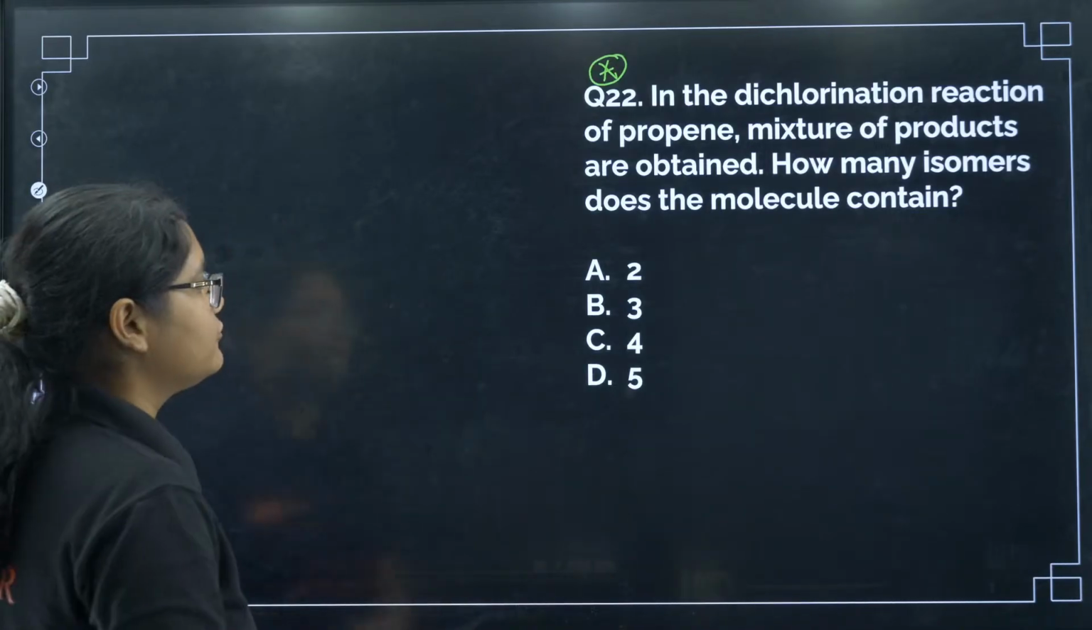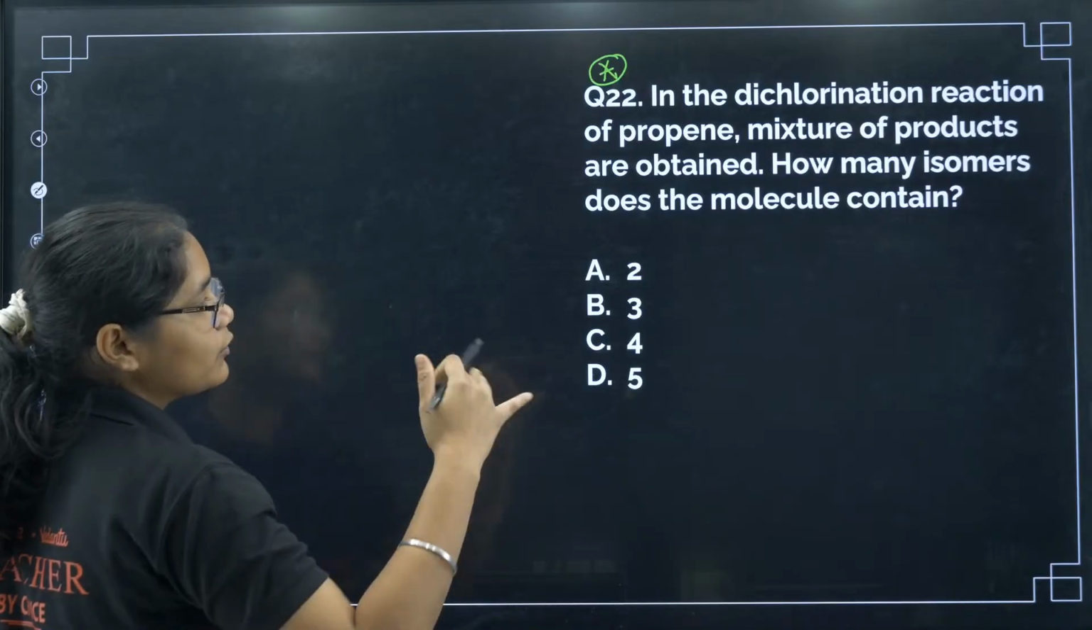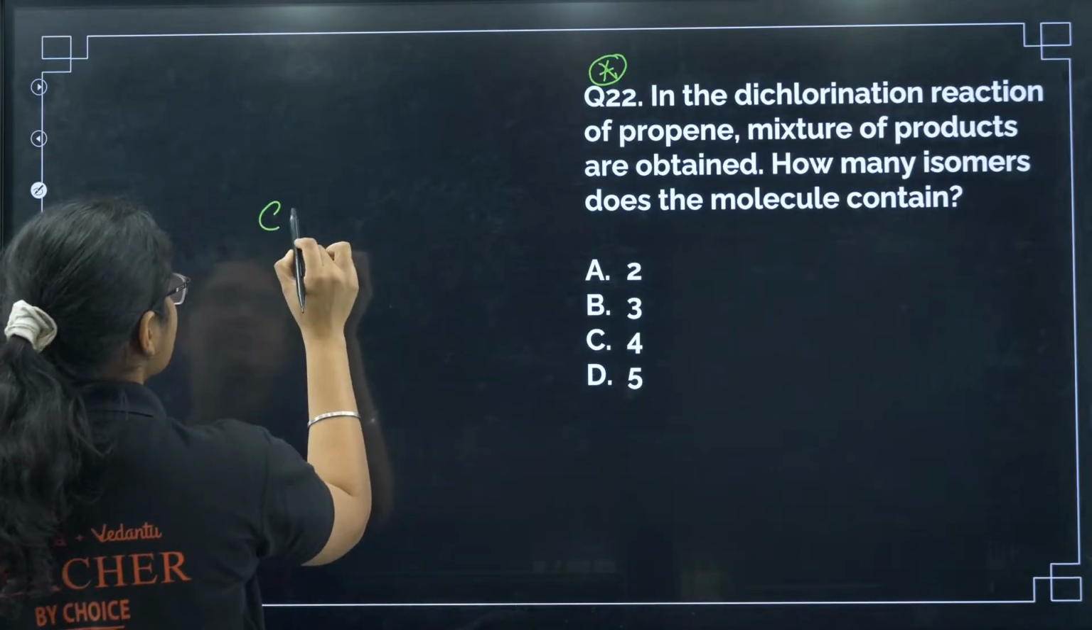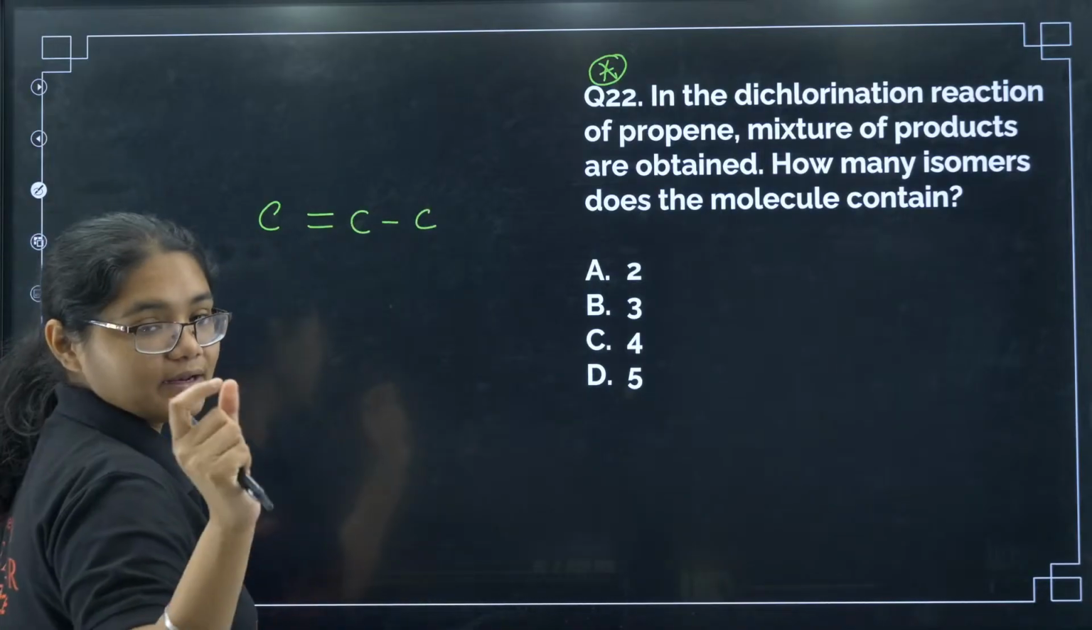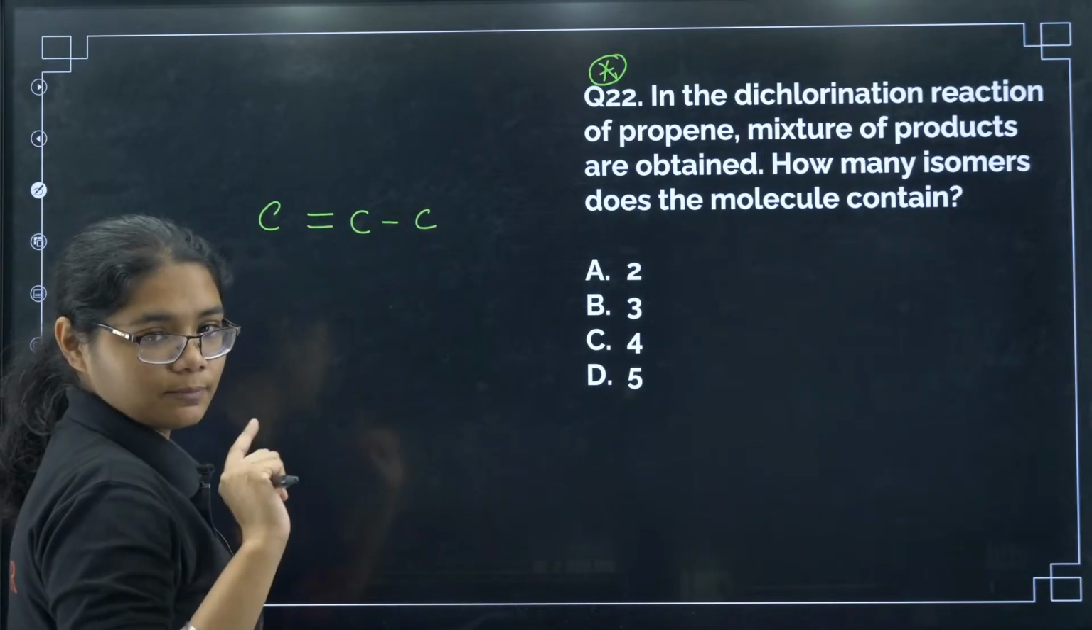See, you have to see what mixture of products can form when dichlorination of propene happens, right? So dichlorination of propene means two chlorine groups will be attached to the propene.